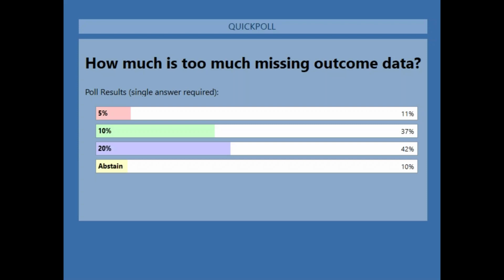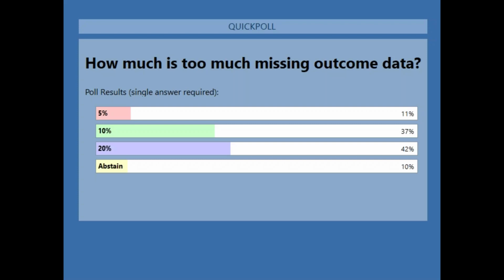So we have 11% on 5 at the lowest threshold of 5%. 37% of you said 10%, and 42% of you said 20%. 10% of you abstained. I think the best of those 4 answers is the last one, abstain. There really is not, in our opinion, a sensible threshold that we can routinely apply for small enough in relation to the proportion of missing outcome data in a randomized trial.